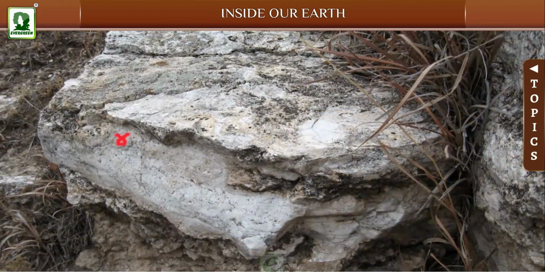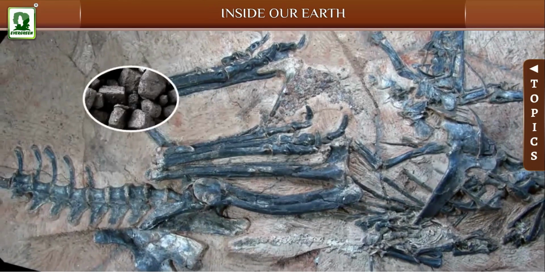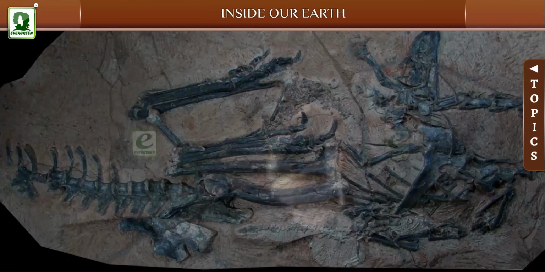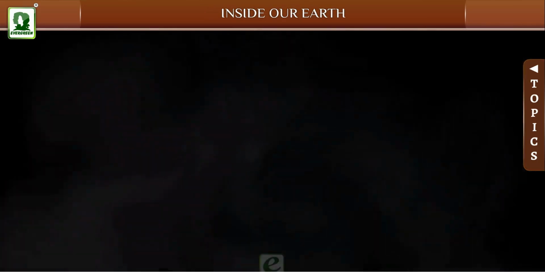These rocks are good sources of fossil fuels like coal, petroleum, and natural gas, because plant and animal fossils get embedded and compressed in the layers of these rocks.